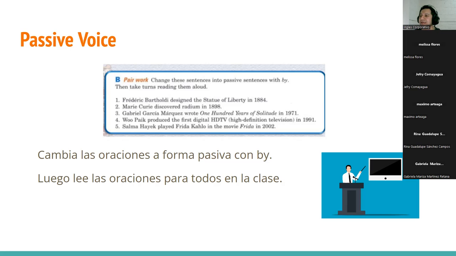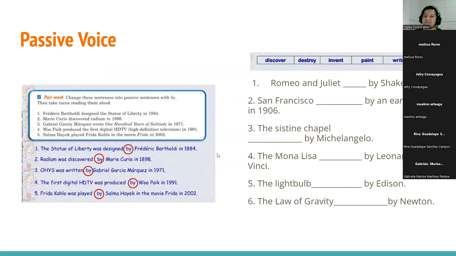Can we place the year at the beginning? Yes, we can. We just need to write a comma, right? In 2002, comma, Frida Kahlo was played by Salma Hayek in the movie Frida. Perfect. This is another one, but I guess that we already practice the passive voice.